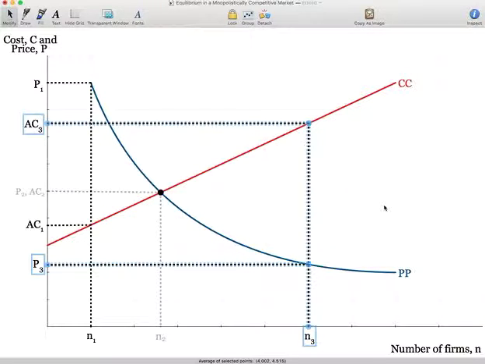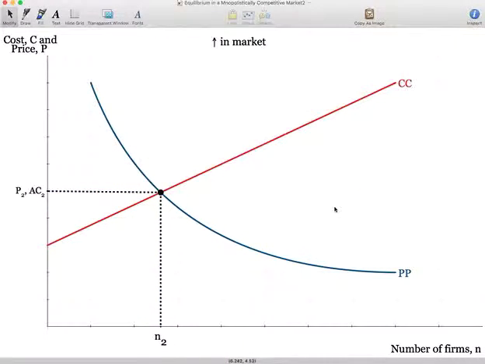These firms are going to be making economic losses, and since we have freedom of entry and exit in a monopolistically competitive marketplace, firms that are losing money will start to exit, and the number of firms will shrink until we get to the equilibrium point of N2, and at N2, that is where price and average cost in this industry are equal to one another. Therefore, there's no incentive for entry and there is no incentive for exit.